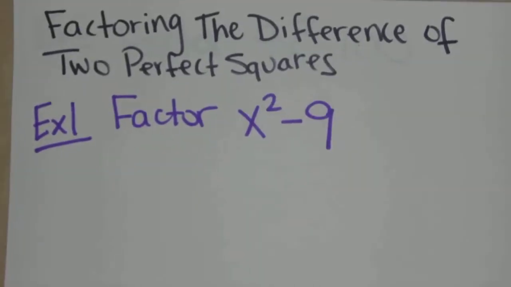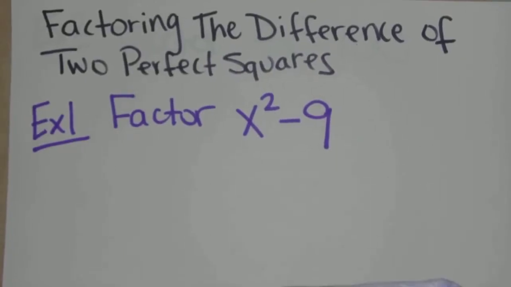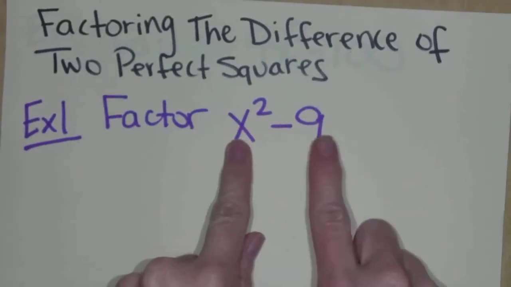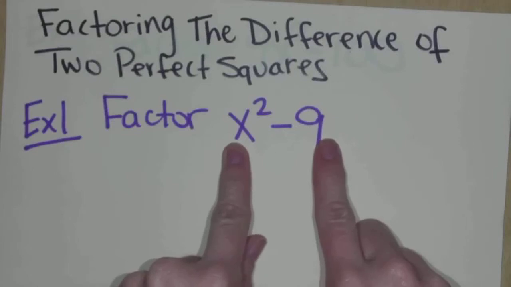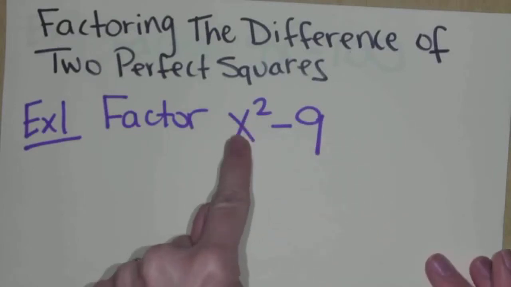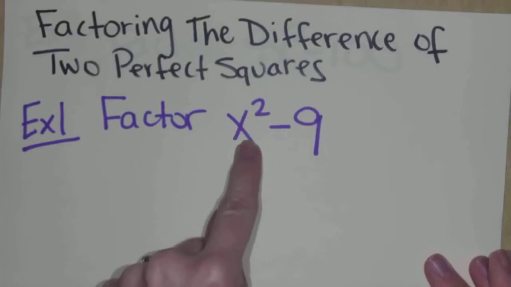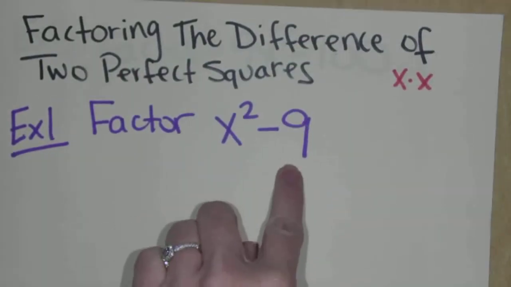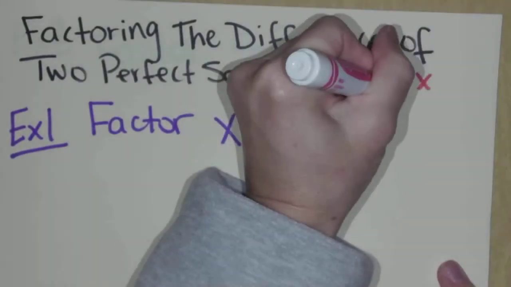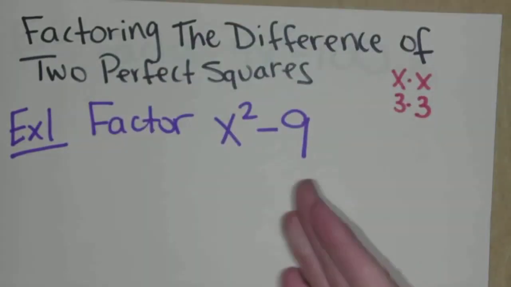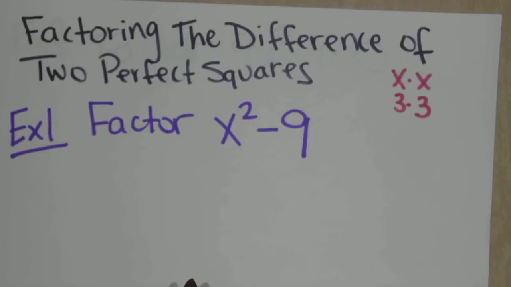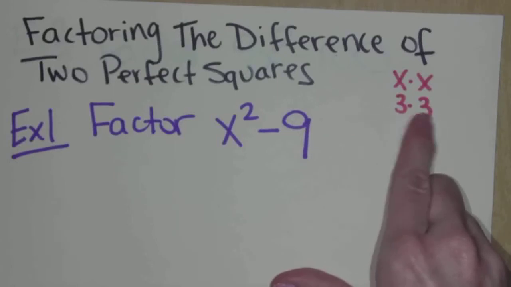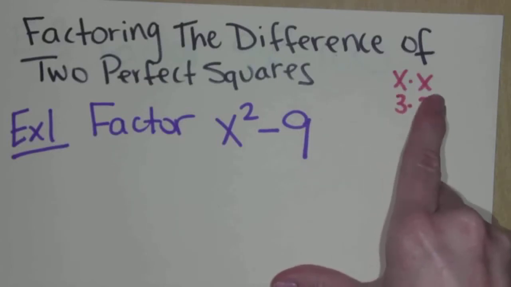Now, first let's talk about the reason this is a difference of two perfect squares. Difference obviously means subtraction. So there's your difference of two. Here they are, 1, 2. Perfect squares. x squared is considered a perfect square because it can be written as x times x. And 9 is a perfect square because 9 is 3 times 3. So by definition, a perfect square is a number you can write as the product of two similar numbers, 3 times 3, x times x.